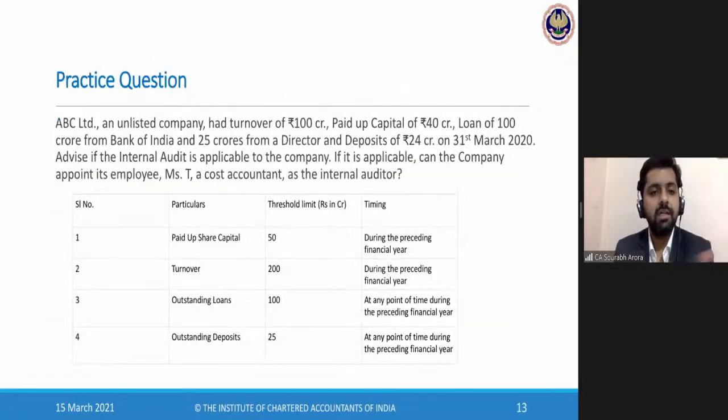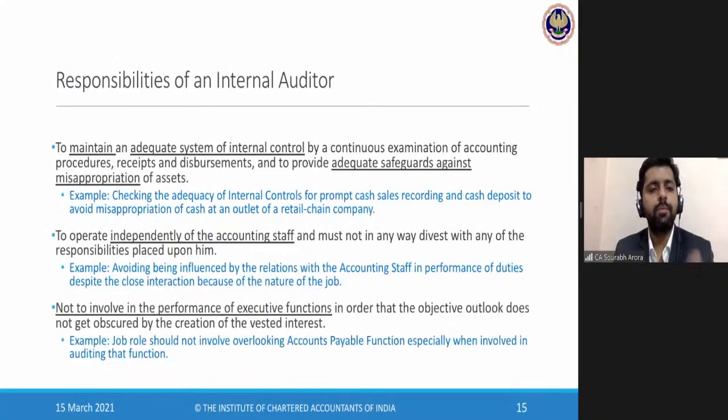So the basic duty of an internal auditor would be to maintain an adequate system of internal control by a continuous examination of accounting procedures, receipts, and disbursements. It is a continuous examination, not a one-time activity. Please remember that internal audit is unlike statutory audit, which happens once in a year. Internal audit, on the contrary, is a continuous process. And how it is a continuous process, we are going to deal with in the later part of the chapter as well.